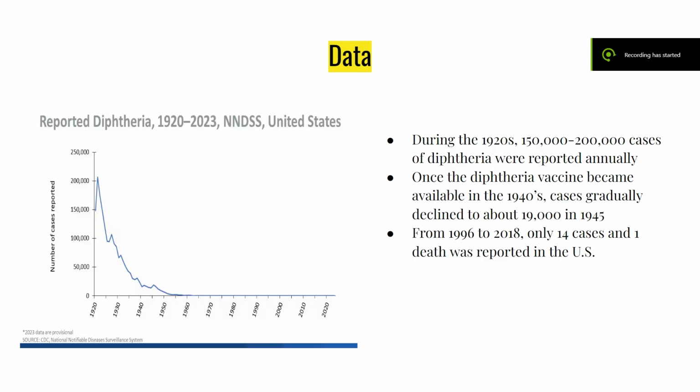Here is some data of reported diphtheria since the 1920s. On the y-axis is the number of reported cases, and the x-axis is the corresponding years. Before there was vaccination for diphtheria in the 1920s, 150,000 to 200,000 cases were reported annually. After the vaccine became available in the 1940s, the number of reported cases began to decline. From 1996 to 2018, only 14 cases and 1 death were reported in the U.S.